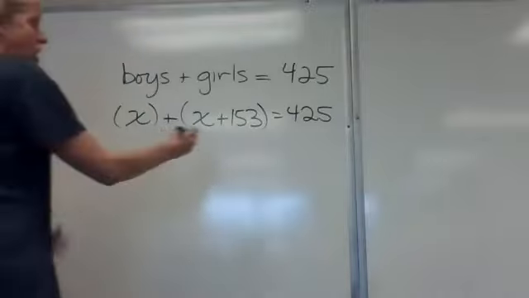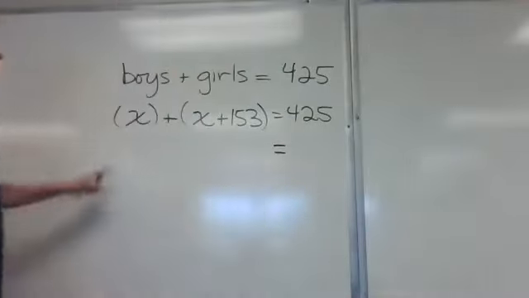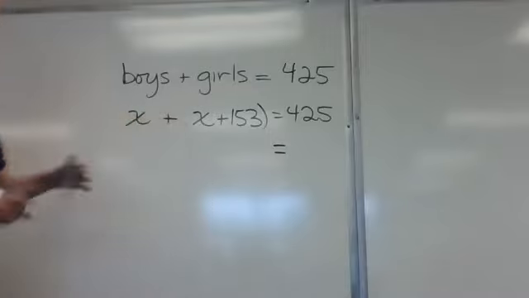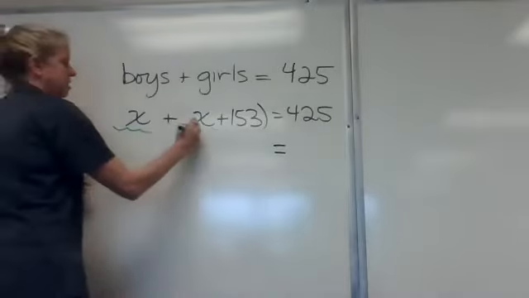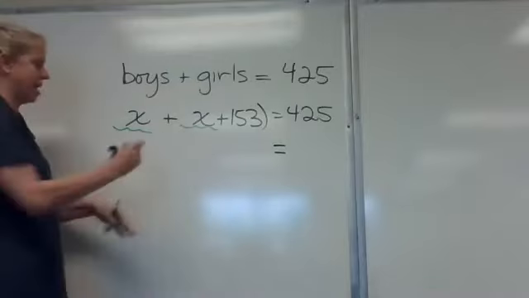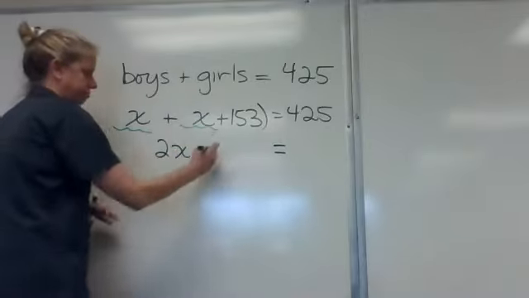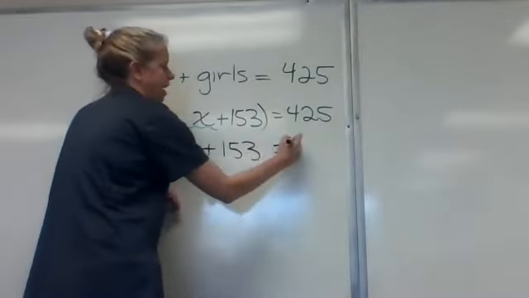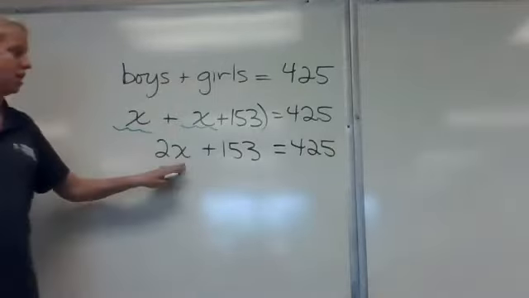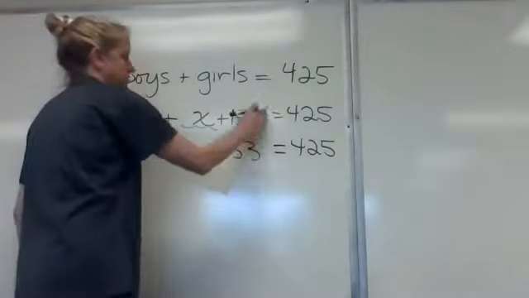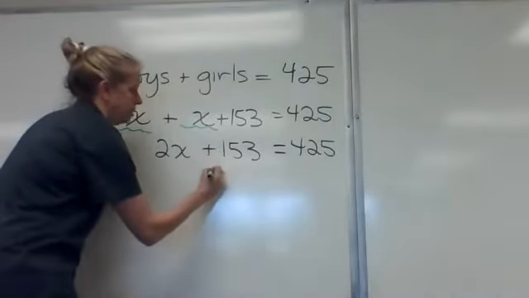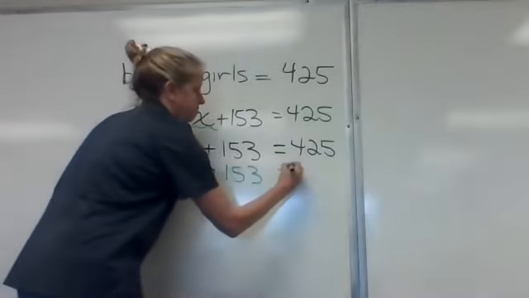So now let's just solve this for x. So on the left, let's see, do I have like terms? Yes, I can put this x with that x. I actually have two x's over here. So 2x, just bring down the 153 equals 425. See where this is going? I'm going to be able to solve this for x. So let's see, get that x by itself. So I'm going to get rid of that plus 153 with a minus 153.